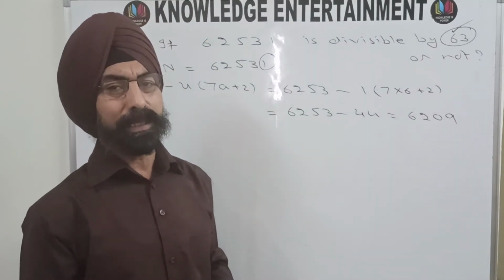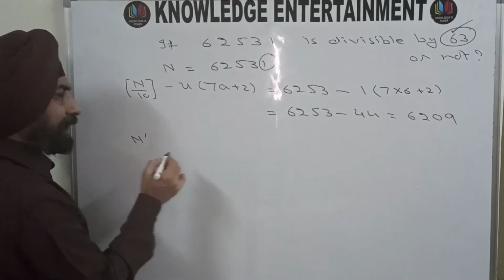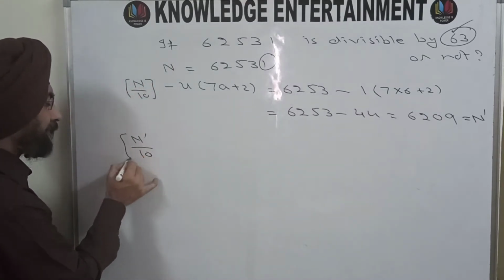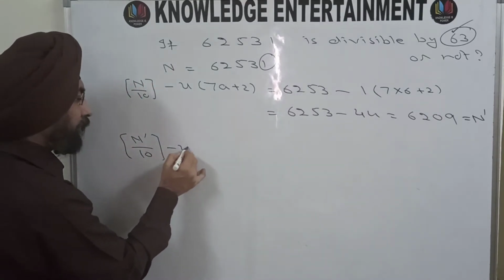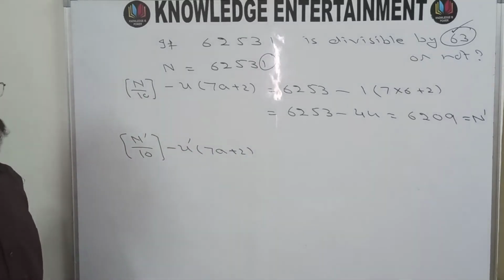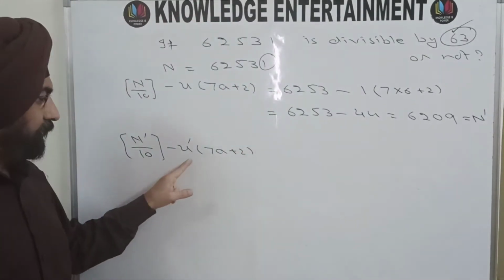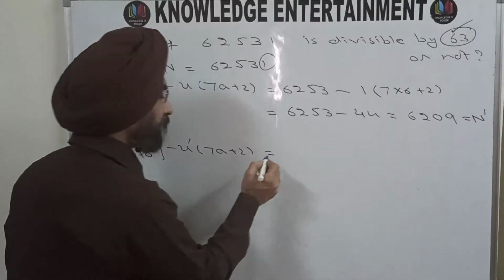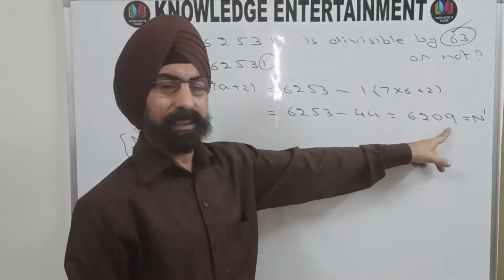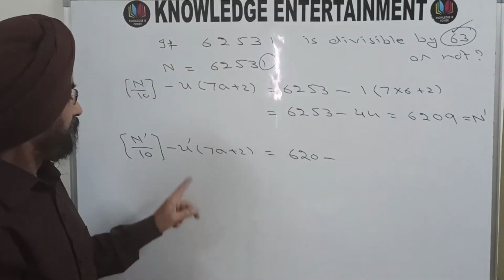So I am going to repeat the process once again. Suppose I am denoting this number by n dash. So n dash by 10, greatest integer, minus u 7a plus 2. In fact, I should take u dash because earlier your u was 1 and now u dash is 9, so you will have to change the symbol. So what is this now? N dash by 10. Once again, this is the number 6209 and the last digit will be removed. So you will get 620 minus u dash times.